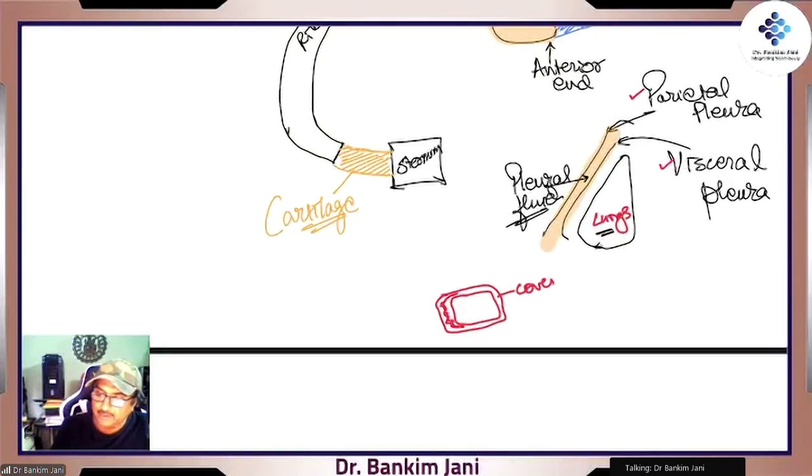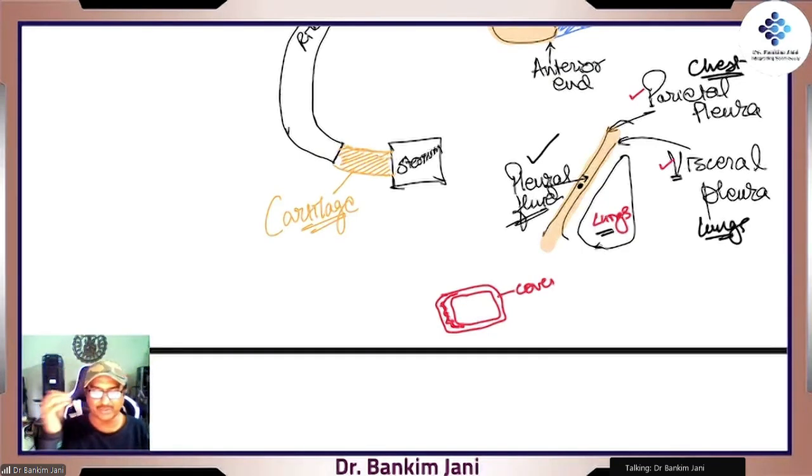Now, so pleura is that cover, right? And there are two parts. One is the visceral pleura, second is the parietal pleura. Parietal pleura, it is connected to the chest, correct? And the visceral pleura, it is connected to the lungs. So automatically there is a space in between, and this space is filled with a specific fluid which is called the pleural fluid. The amount of this fluid is very less, 10 ml for both the lungs, right?